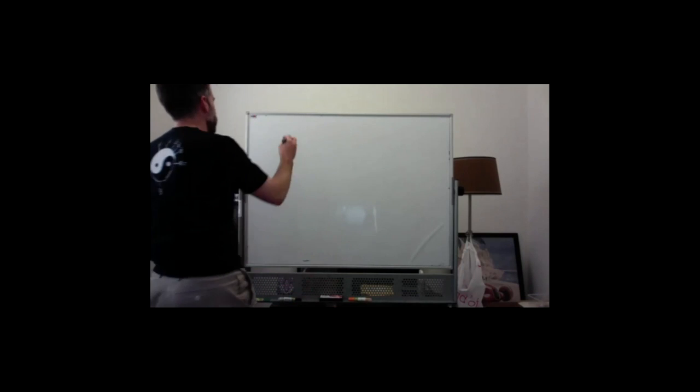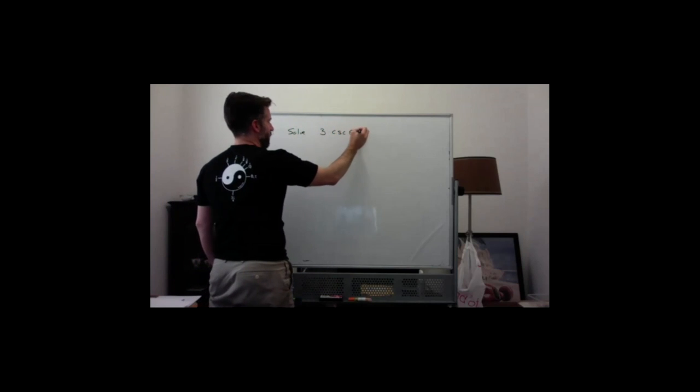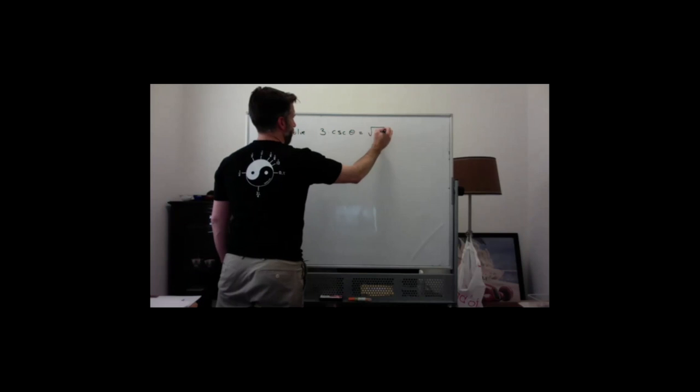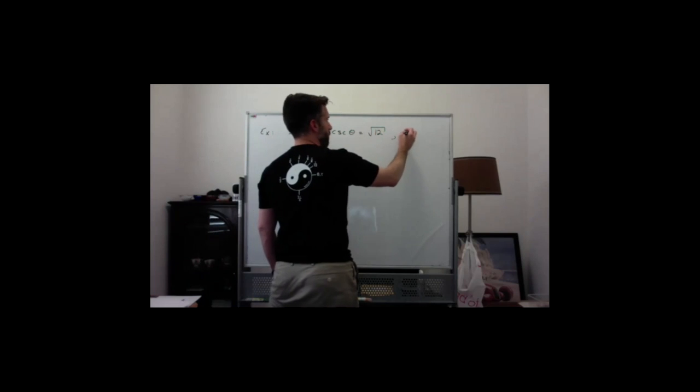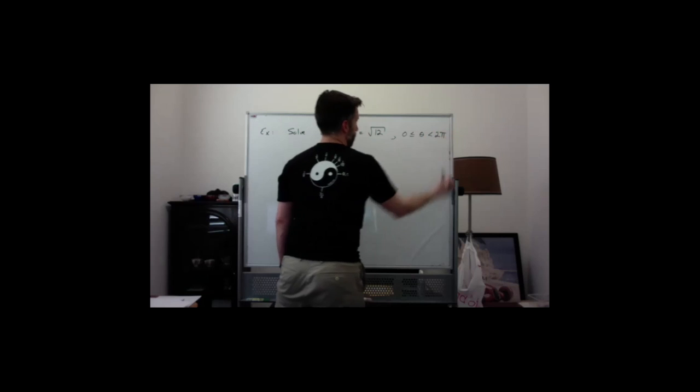Okay, so look at another. Some of these examples are going to look kind of weird. Here's an example. I want to solve 3 times cosecant of theta equal to the square root of 12, again where theta, the angle, is between 0 and 2 pi.